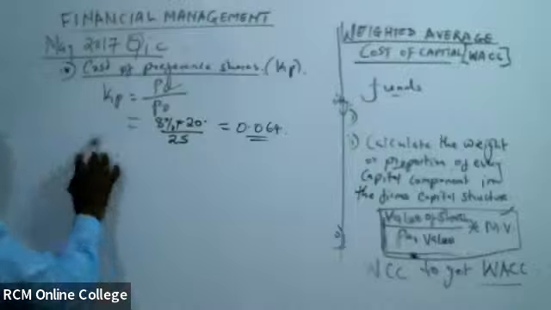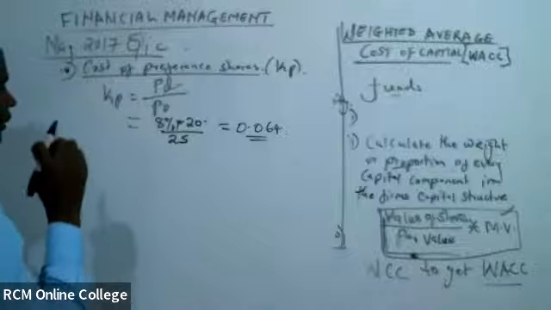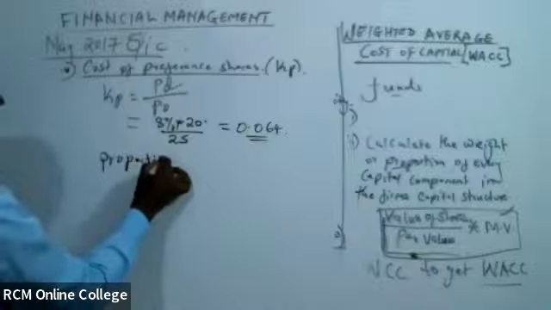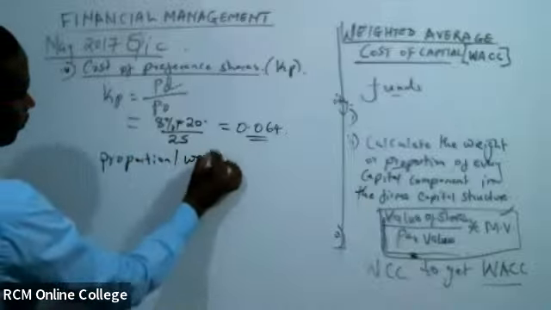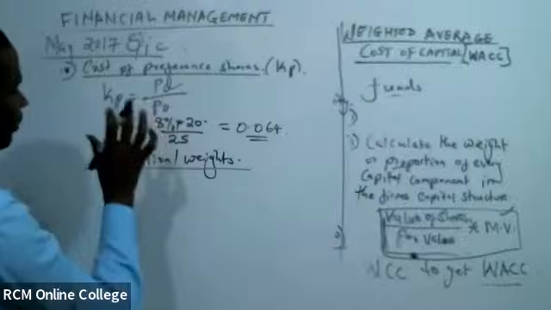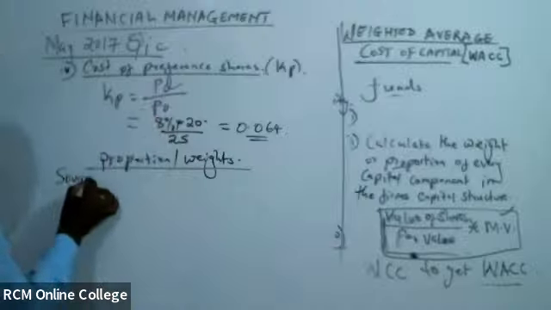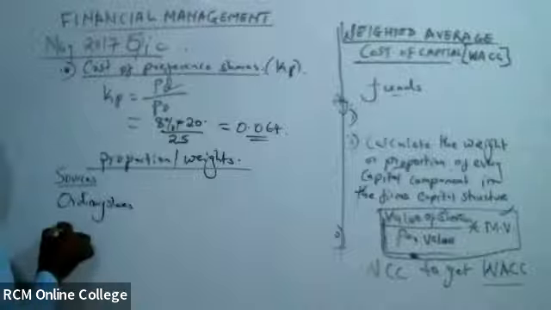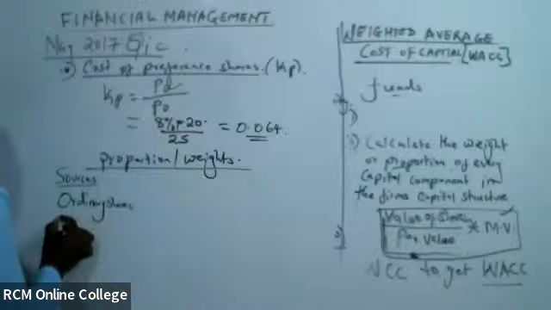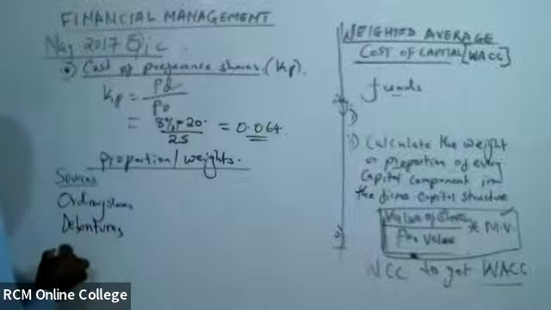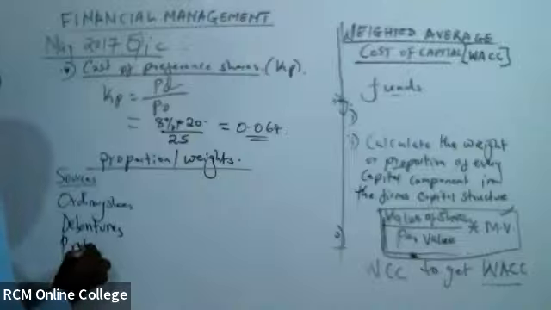All right. Now, class, let's move to the next part. We get the proportion or the weights. So in this case now, we can have the sources. We start with the ordinary shares, then we have the debenture and the preference shares.